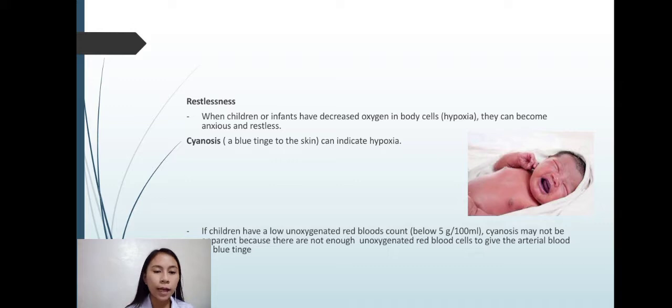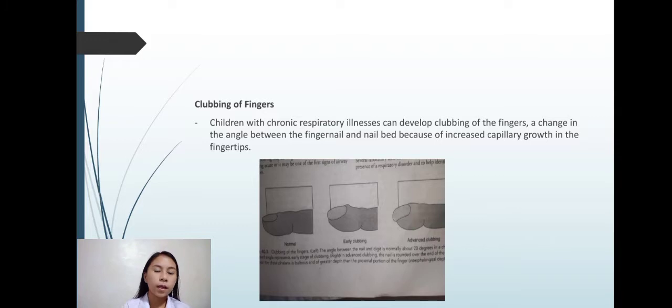Next, cyanosis is a bluing of the skin that can indicate hypoxia. If a child has a low count of deoxygenated red blood cells, below 5 grams per 100 ml, cyanosis may not be apparent because there are not enough deoxygenated red blood cells to give the skin its bluish tint. And next, clubbing of the fingers.